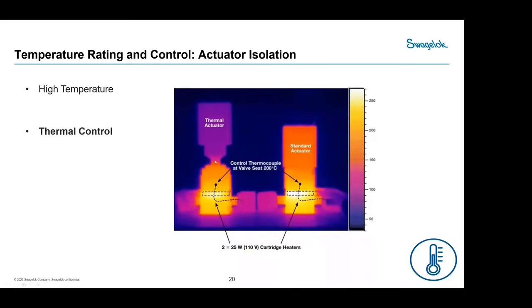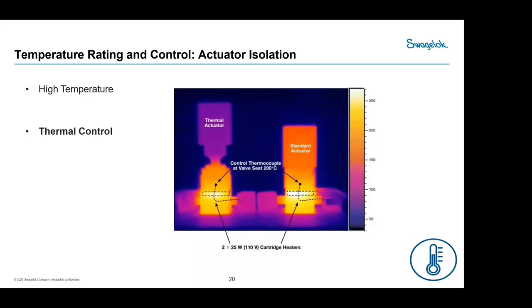So if you look at this chart that we have created for a standard valve and a valve with a thermal isolator, the purple is the cooler temperature, and then the white is the hottest temperature on this graph. So if you look at this example, on the right-hand side is a typical actuator on a valve, and it's acting like a heat sink.